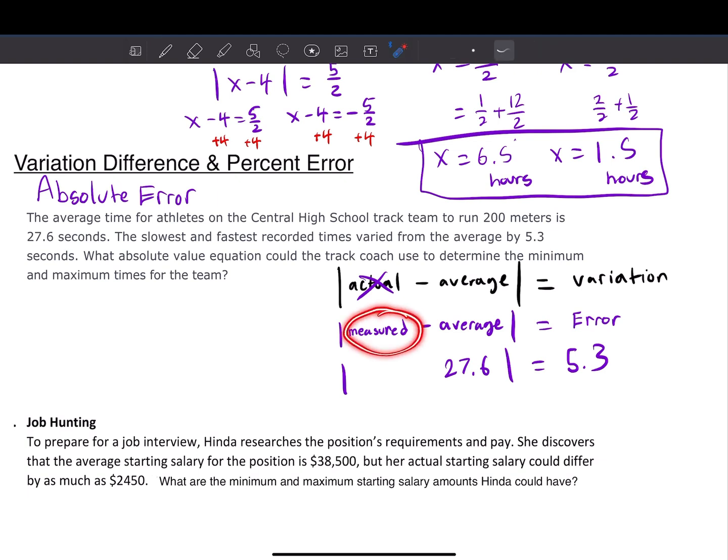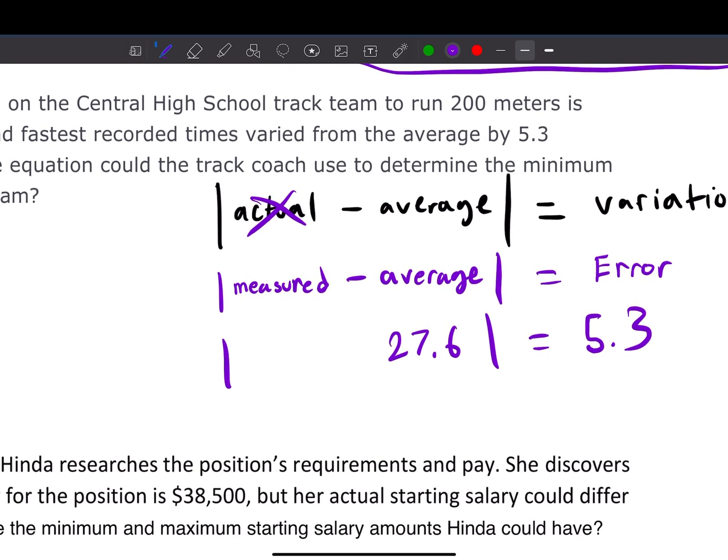So what's measured? Measured is our unknown. Measured is the value of the slowest time and the value of the fastest time. We don't know what those are until we solve for it, and you could do that just by adding 5.3 seconds to that average or subtracting it to get plus or minus. What's the minimum? What's the max? So we say this unknown that we're going to define is the minimum and maximum time. It's the fastest and it's the slowest at the same time. How is it both? Because of the way absolute values work.